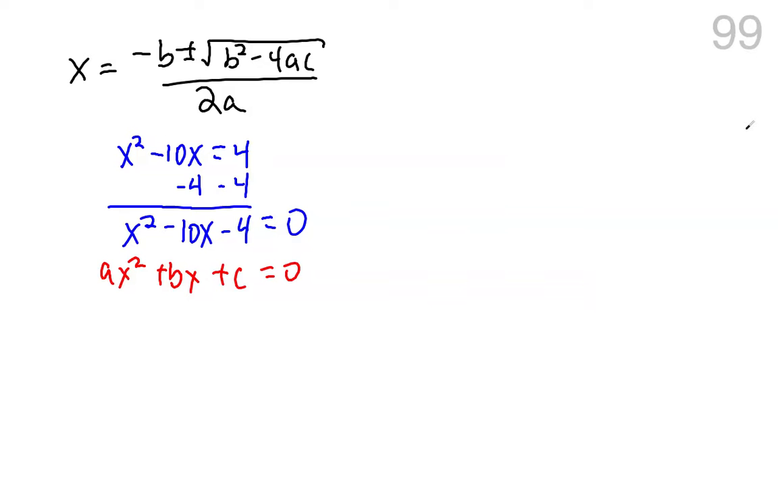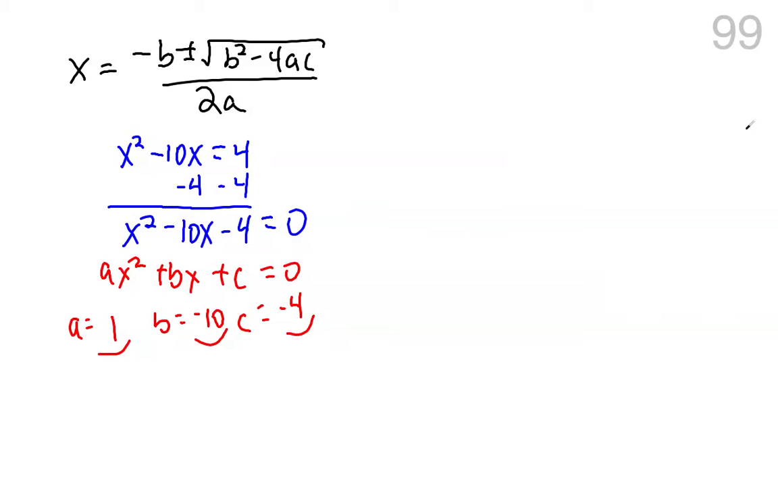So a is always the number in front of x squared. B is always the number in front of x, and c is always the constant at the end. So in this problem, what do you think a is? 1. What do you think b is? -10. What do you think c is? -4. Now you're going to plug those three values into the formula.